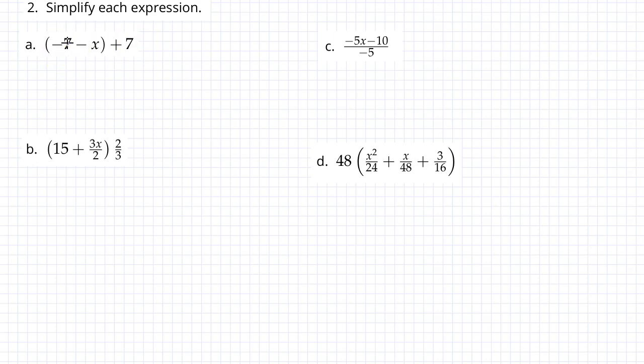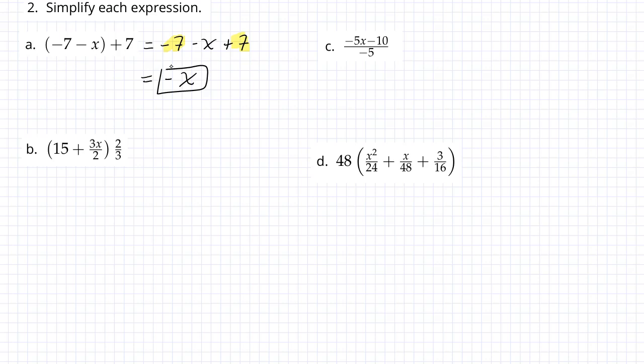Here we have a negative 7 and a 7 being added together. In this case, all of the operations here are addition and subtraction, so it doesn't really matter what order it happens in. So you could think of this as just negative 7 minus x plus 7. The parentheses there weren't really doing anything because it doesn't matter whether you add the 7 first or not. So anyways, those cancel out, the negative 7 and the 7, so you're left with just negative x.